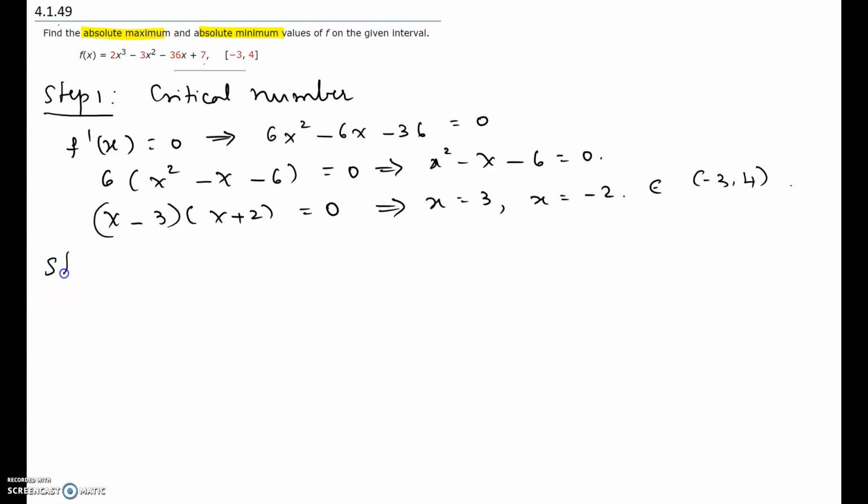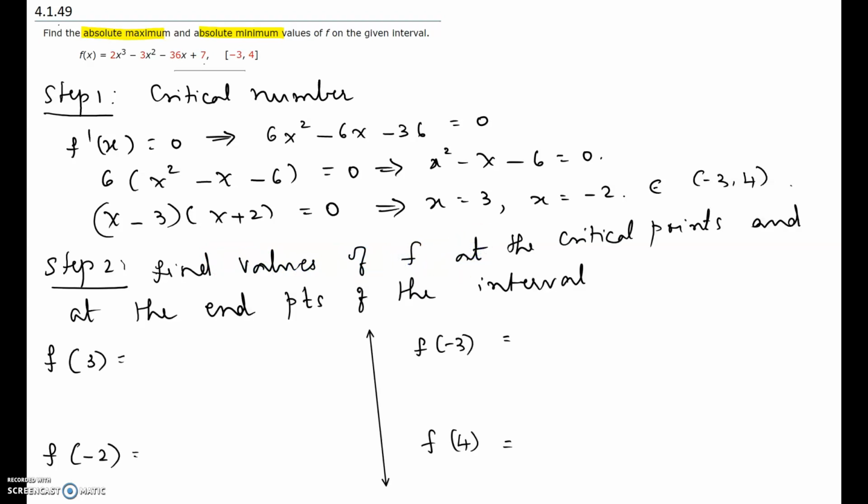Now for step 2, we have to find the values of the function at the critical numbers, and then the values of the function at negative 3 and 4, which are the endpoints of the interval. Then the highest of these will become the absolute max. The lowest of those values will become the absolute min. So we are finding the values at the critical points and at the endpoints of the interval.